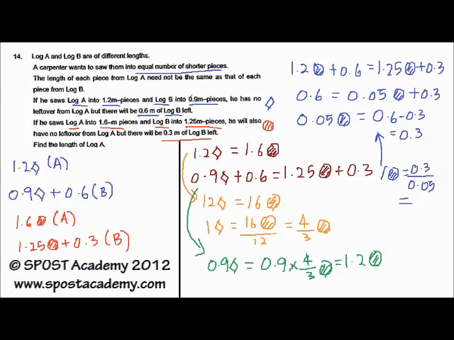Now the question is asking to find the length of log A. So if we look at the previous scenarios that we've done, log A is equivalent to 1.6 circle. So I just need to use 1.6 circle, which is equal to 1.6 times 6. And that is 9.6 meters.